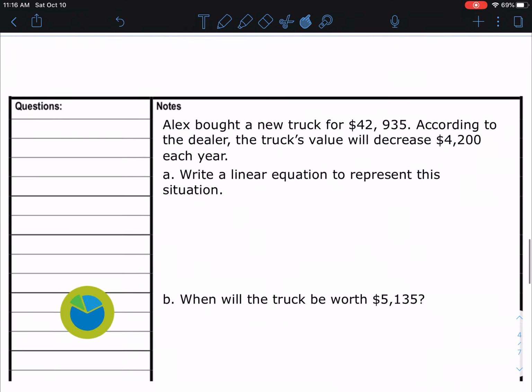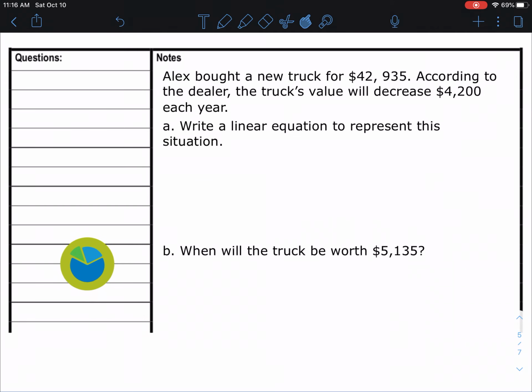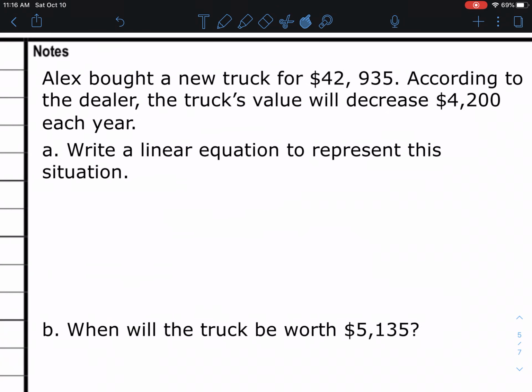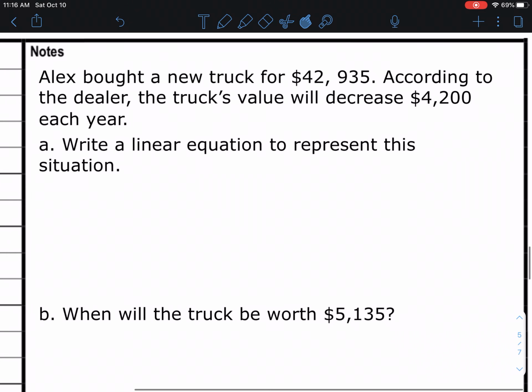So sometimes then you need to use what you've got and apply those. So here's our first problem, and we're going to talk about the pieces in here. So first, let's take a look at this. It says Alex bought a new truck for $42,935. According to the dealer, the truck's value will decrease by $4,200 each year. Write a linear equation to represent this situation. And then part B says, when will the truck be worth $5,135? Okay.